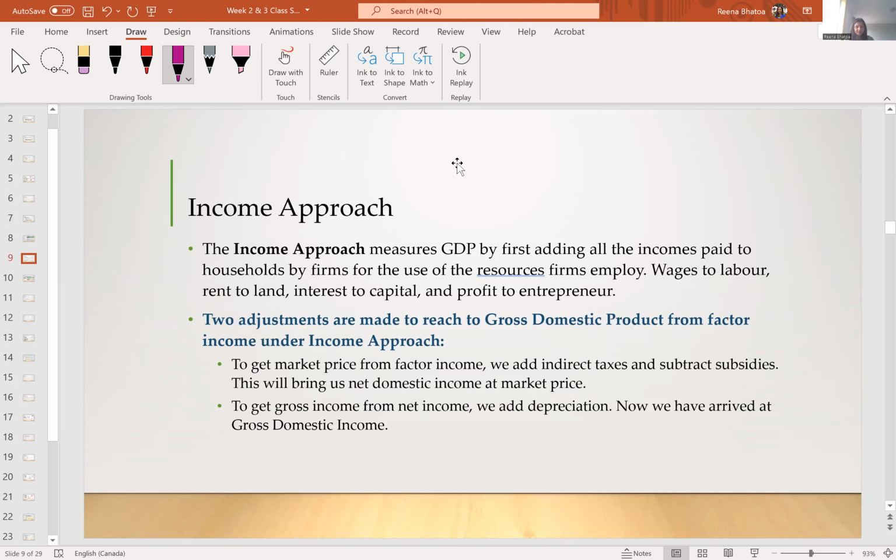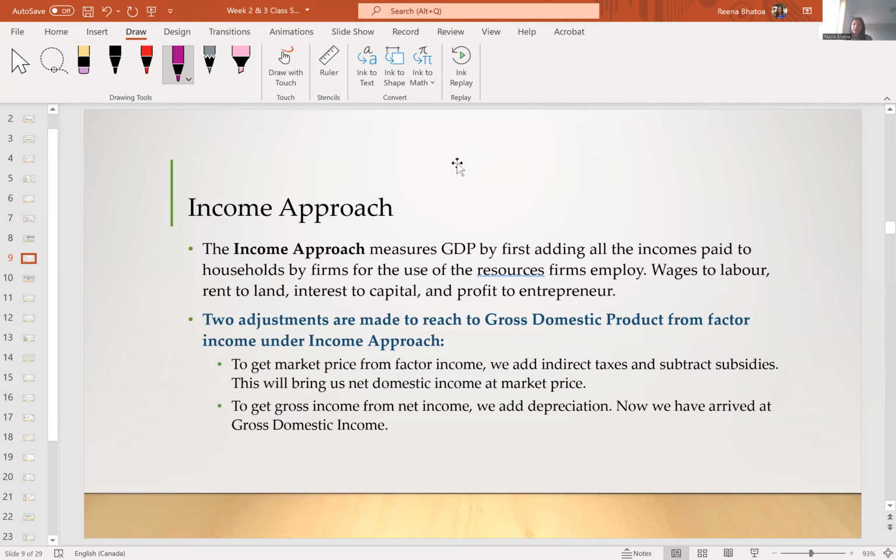Okay. Next is income approach. I know I'm teaching both the approaches at the same time because I want you to practice both at the same time. Okay. Income approach is a little tricky, so I would suggest you pay attention. There is no particular formula like C plus I plus G plus NX for income approach, one thing. And second, there are few steps to complete to calculate GDP using income approach.